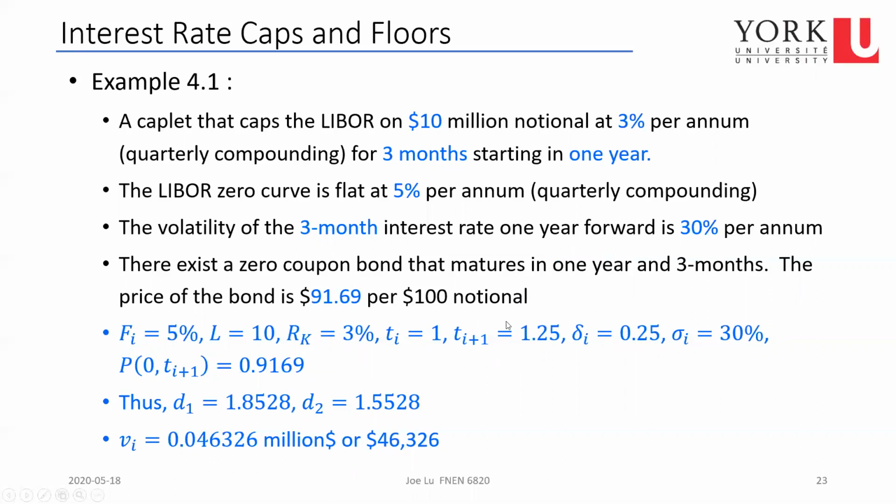Now with all this information here, we can then just plug those parameters into the formula. Then we get d1 and d2. Then we get a price of the caplet, which is $46,326. Okay, and then if we were to calculate a cap, then we would have a series of caplets, and we just calculate each of the caplets in this particular fashion. Then we add the prices of the caplets together to get the price of the cap.